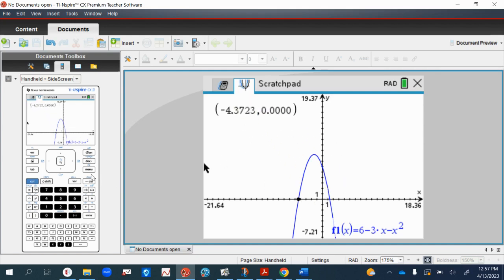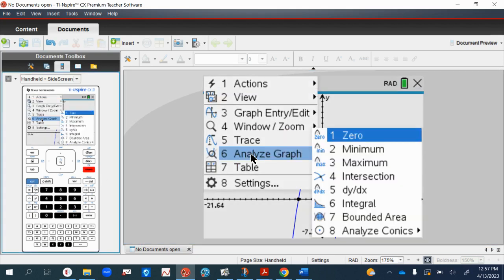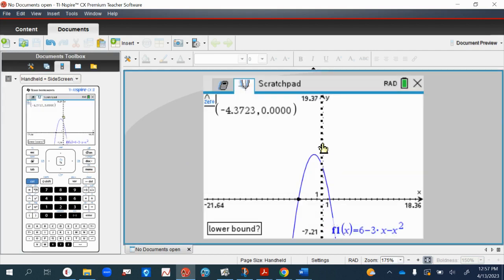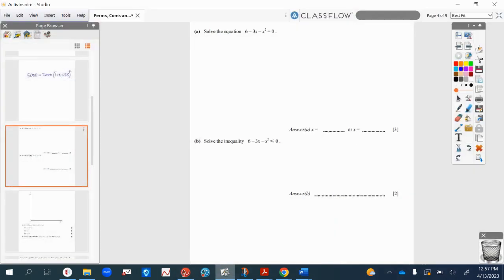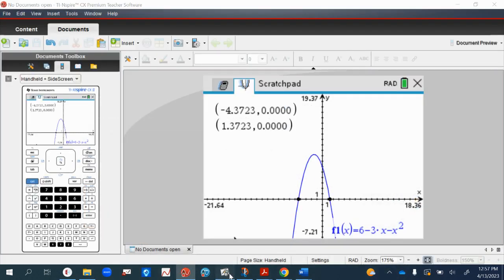So that's one solution. Let's do it again. So into analyze graph, you're trying to find zeros. You go to the left-hand side of the second solution. You go to the right-hand side, click enter, and then you've got the second one. So that's one way of getting your solution. So it's minus 4.37. And also the other one is 1.37.